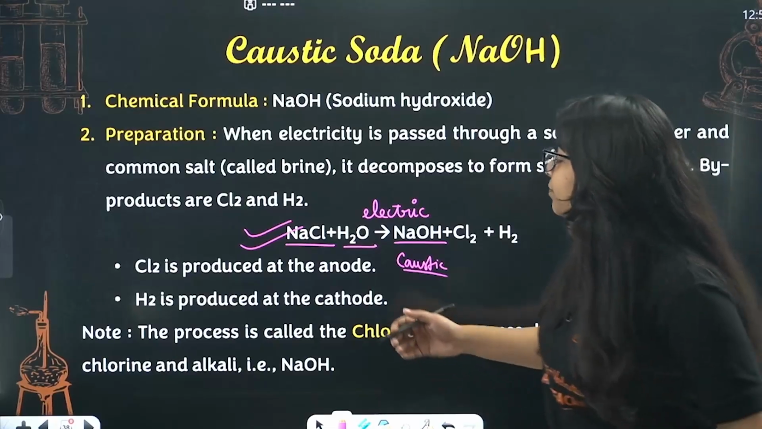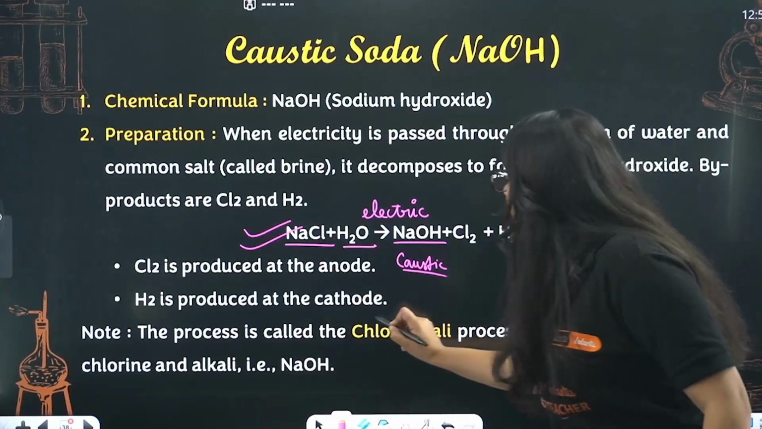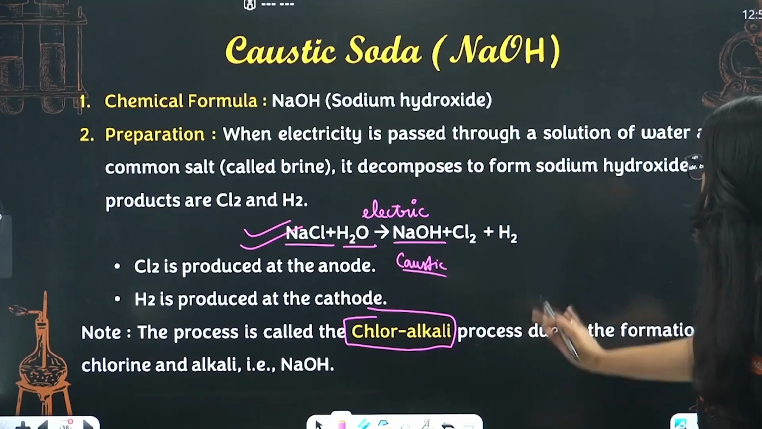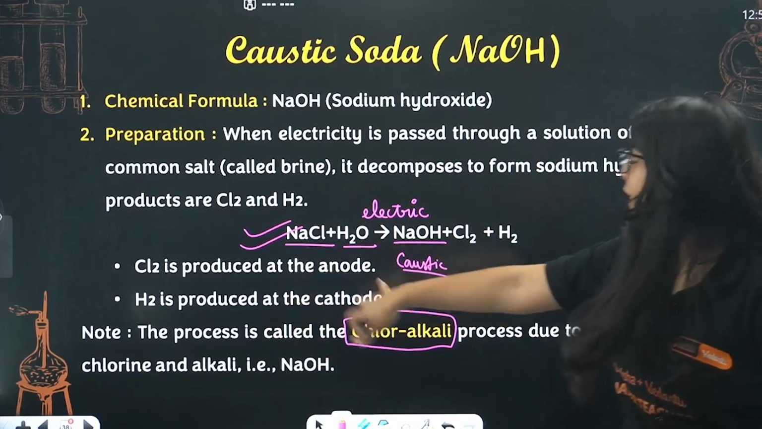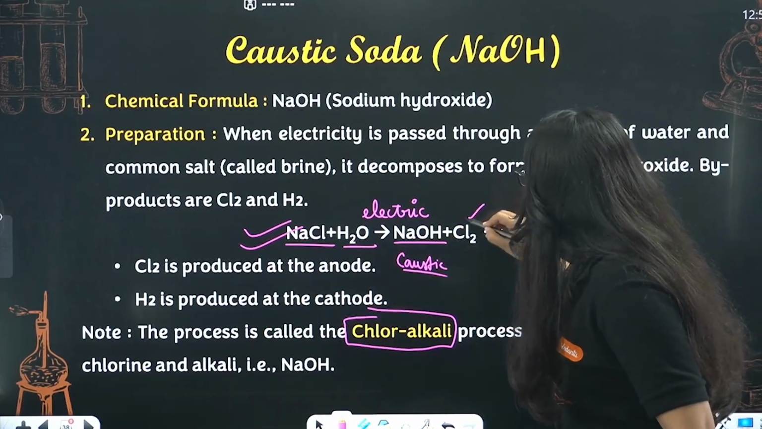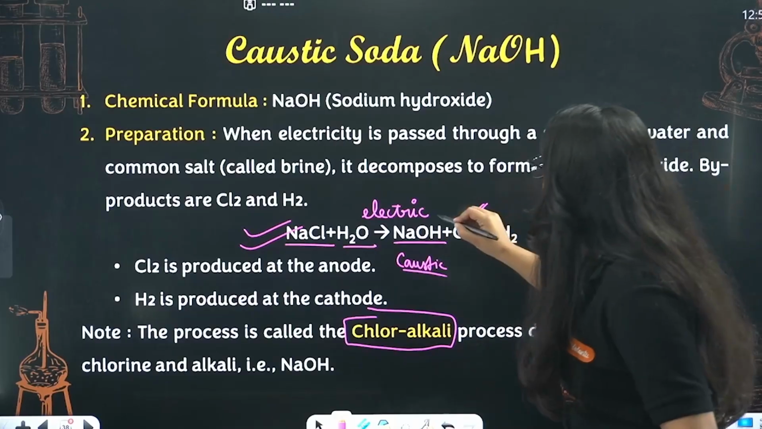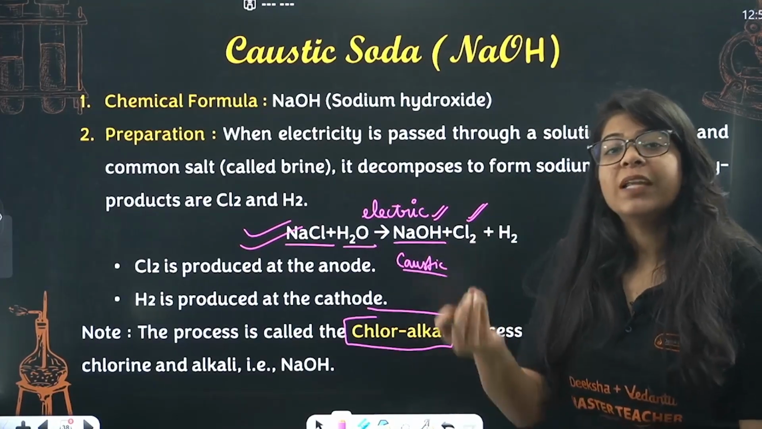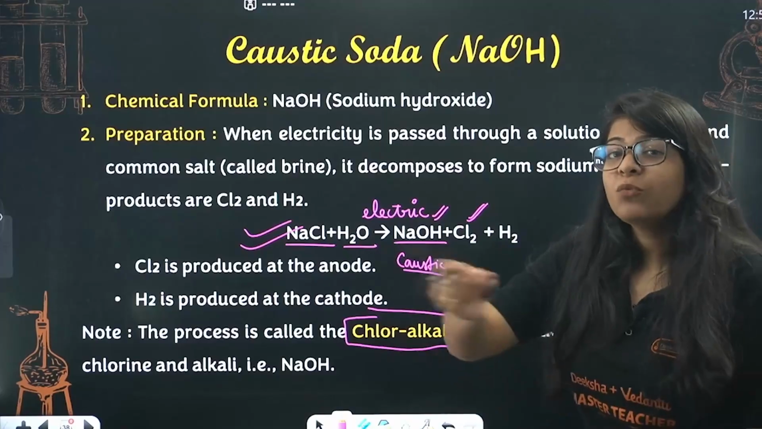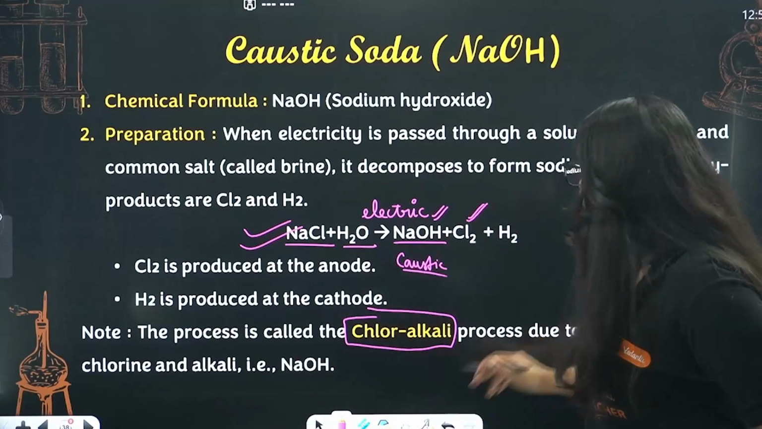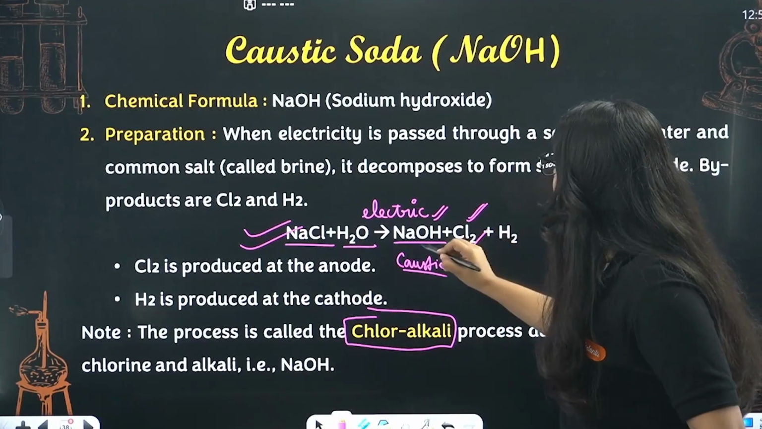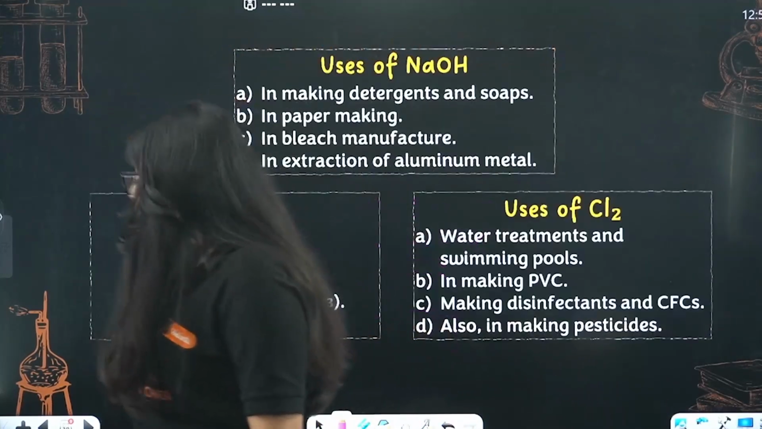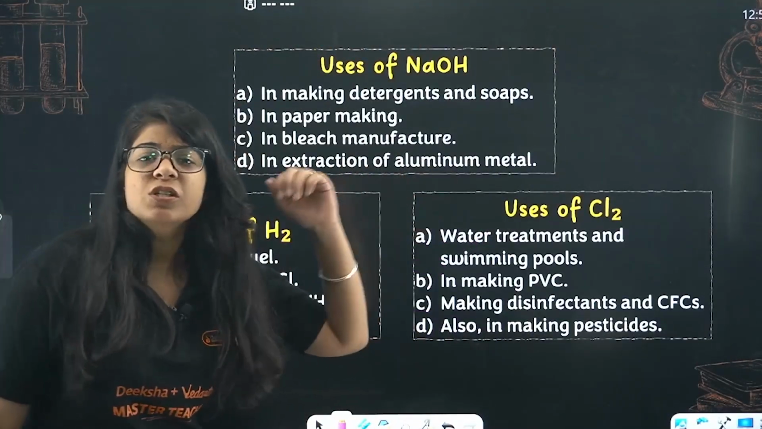Now this process is called the chlor-alkali process. Why? Because of the formation of chlorine and alkali. This is your chlorine, and NaOH is the alkali. Alkali is a base that is soluble in water. NaOH is soluble in water. So we get chlor-alkali, chlorine and an alkali. Understood? Then moving on, we have some uses of these.